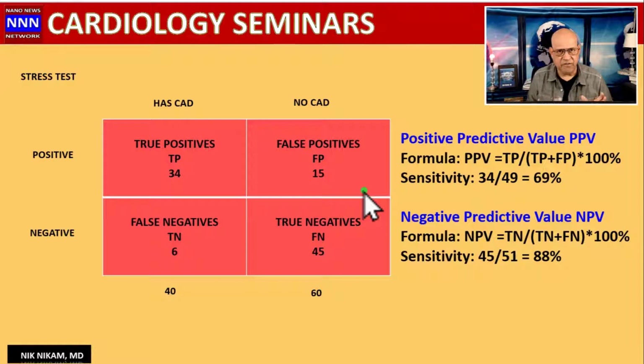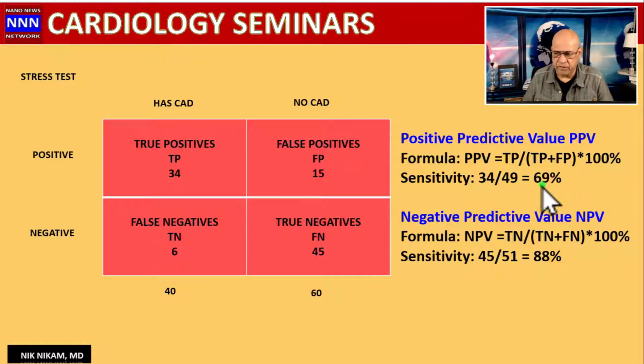In the previous slide, we looked at the sensitivity and specificity. Now we're going to look at two other parameters, namely positive predictive value. How effective is treadmill in predicting someone has heart disease, in whom we know they have heart disease by cardiac catheterization? A positive stress test identified the presence of heart disease only in 69% of the patients. That's not a good number.